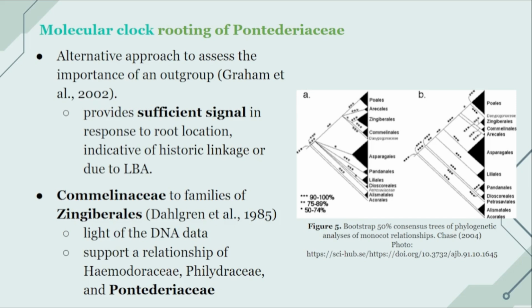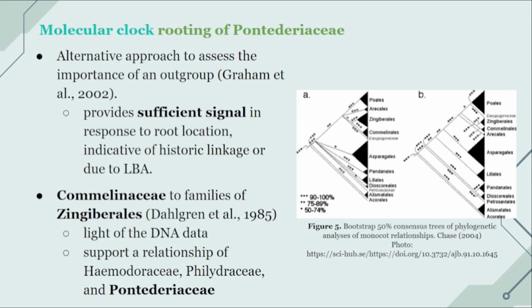So, as you can see in Figure 5, bootstrap 50% consensus trees of phylogenetic analysis of monocot relationships is seen in this figure. So, in A, modified from Chase et al. 2000, based on plastid ATPB and RBCL, and nuclear 18S rDNA, and B, modified based on the plastid ATPB, then the RBCL, then the MATK, and NDHF. Then also mitochondrial ATPA and also the nuclear 18S and 26S rDNA.